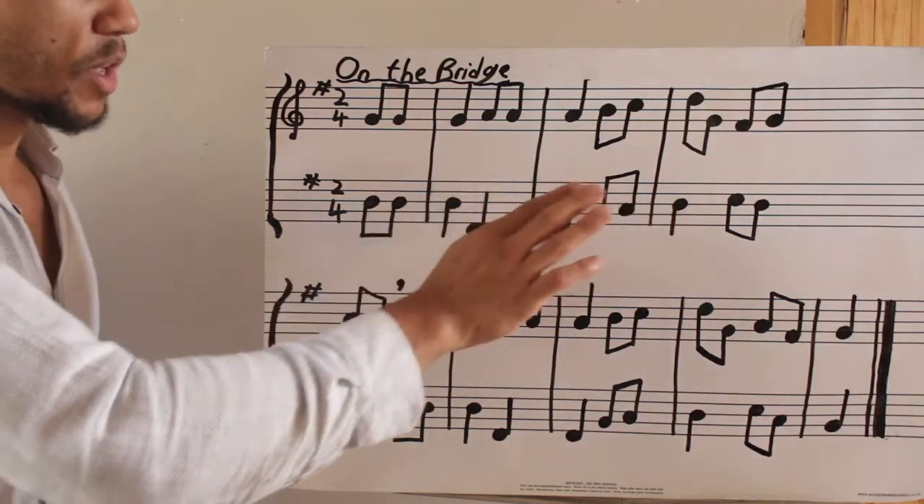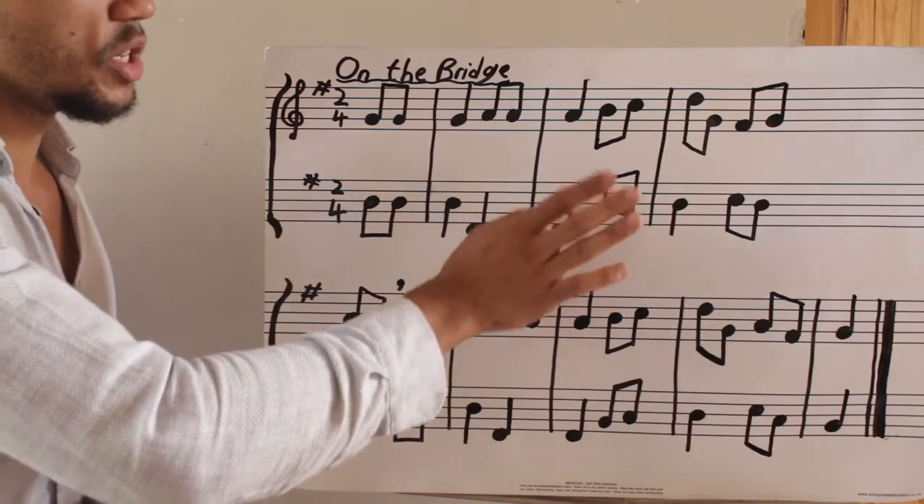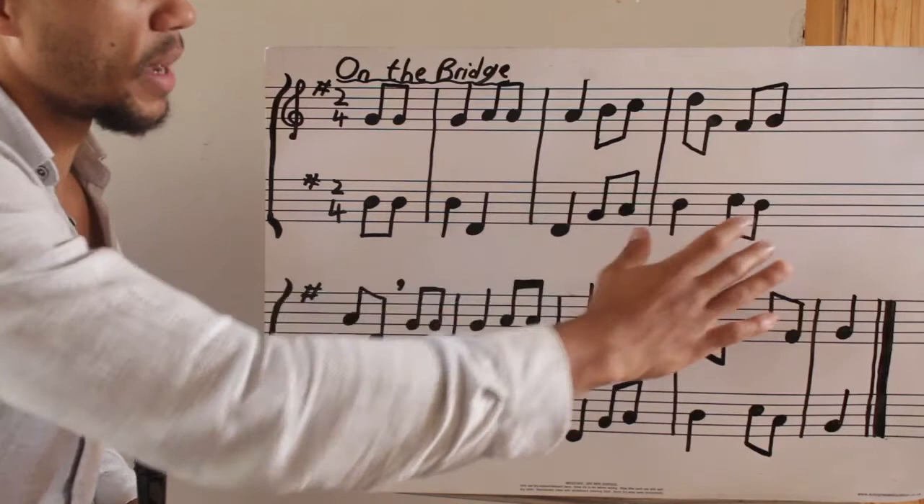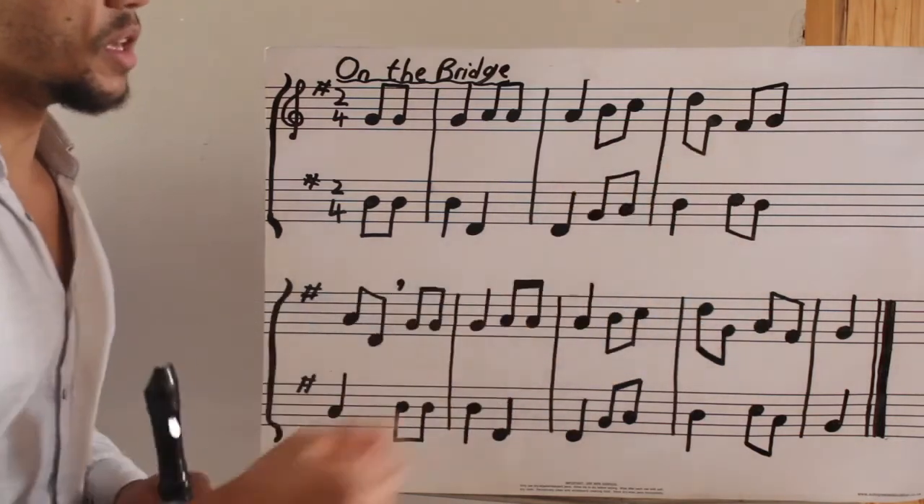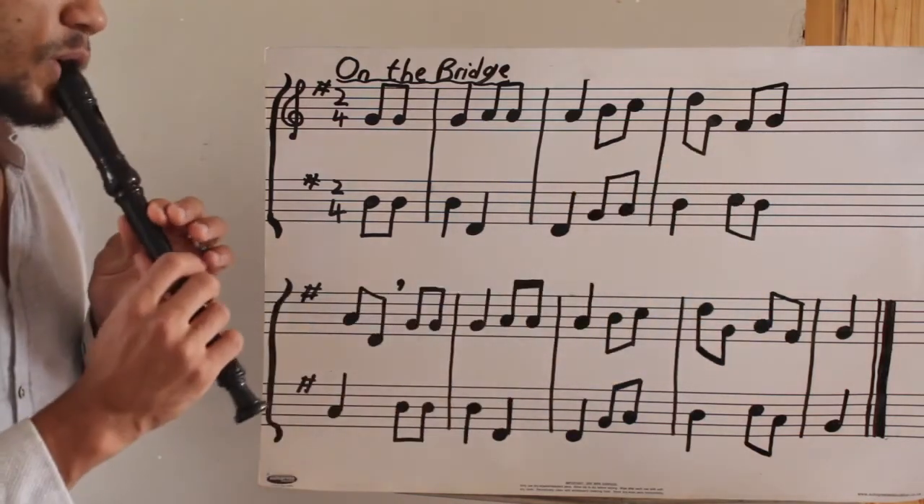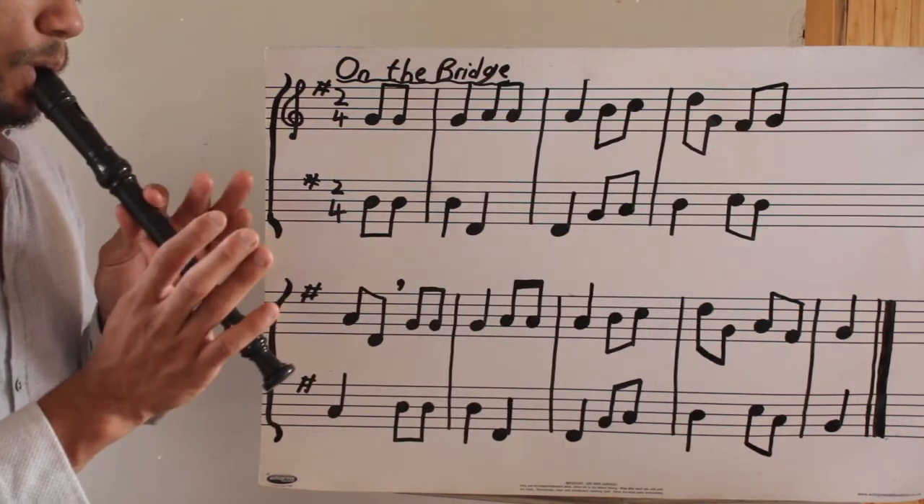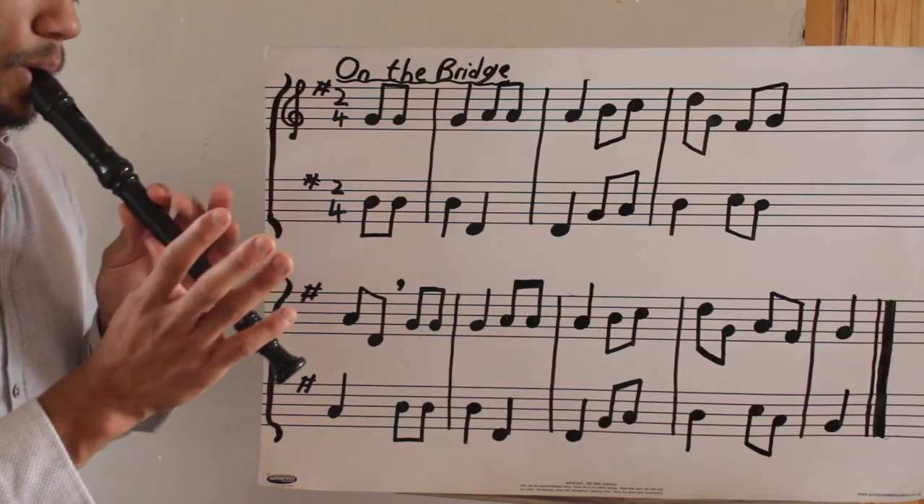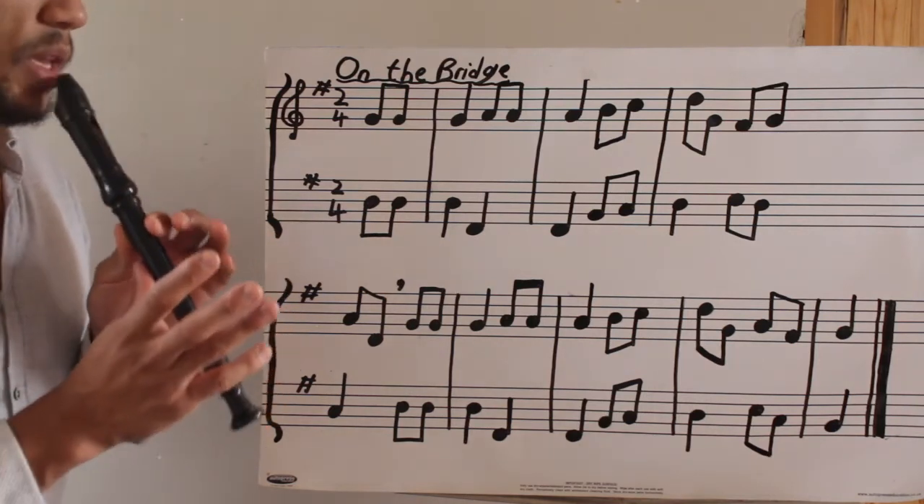So let's keep on going. So from that D, G, A, B, then we'll play C, B. Let's try this bar by itself. B, C, B. 1, 2. Again. Last time.